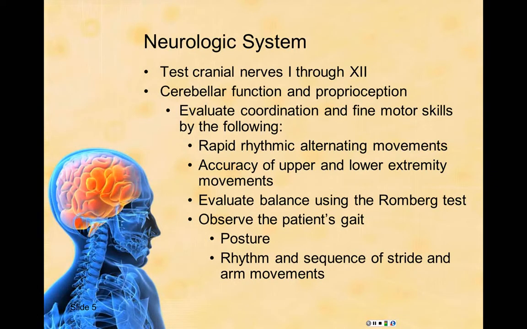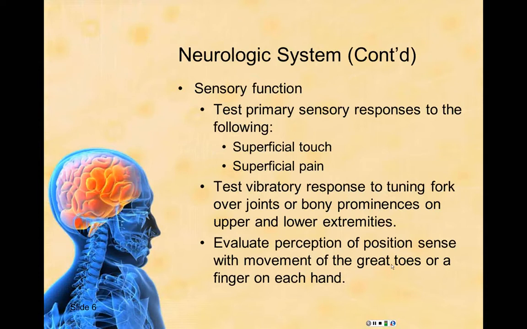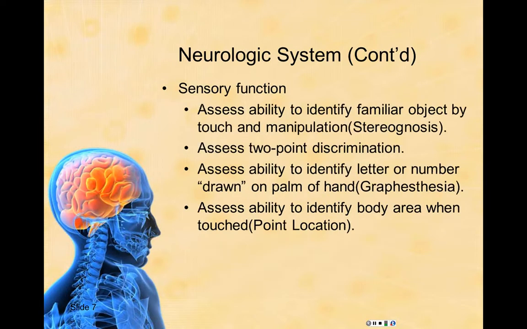Observing the patient's gait, their posture, and the sequence of strides and arm movements are also critical in evaluating the neurological system. We also test for sensory function. There's primary sensory responses to either superficial touch and superficial pain. Also, the sensory function tests vibratory response to tuning forks over joints or bony prominences. And then we evaluate their perception of position sense with movement of the great toes or fingers of each hand, also of where their body parts are in space.